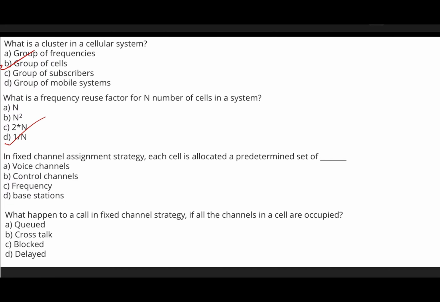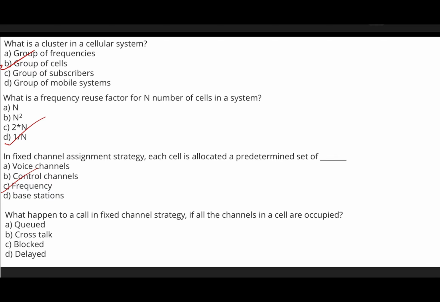Channel assignment strategy, each cell is allocated a predetermined set of dash. Option A, voice channels. Option B, control channels. Option C, frequency. Option D, base stations. The answer is frequency. In a fixed channel assignment strategy, the cell is allocated a predetermined set of frequencies. With these allocated frequencies, the traffic is maintained. So, the answer is option C, frequency.